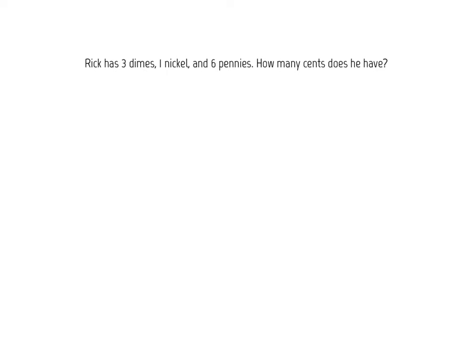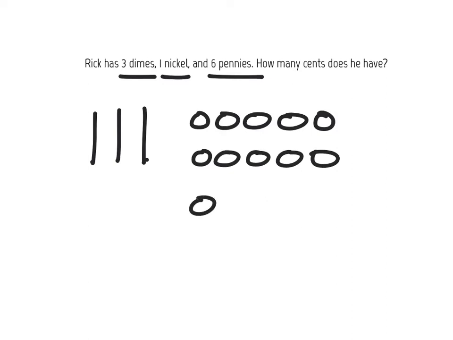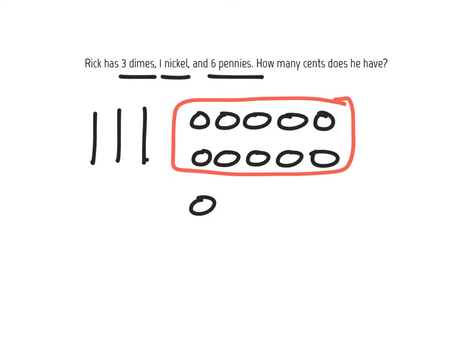All right. Rick has 3 dimes, 1 nickel, and 6 pennies. How many cents does he have? 3 dimes, 10, 20, 30. So there are our 3 dimes, our 3 tens. 1 nickel is a group of 5. And 6 pennies. 1, 2, 3, 4, 5, 6. Now I can see I made a new 10. Let's count. 10, 20, 30, 40, 41. Rick has 41 cents.